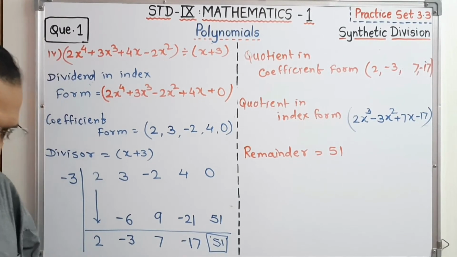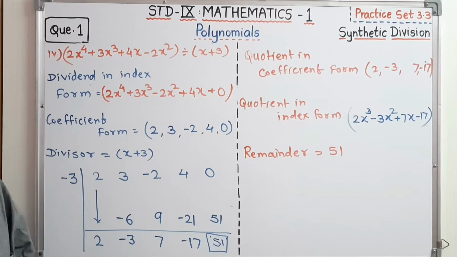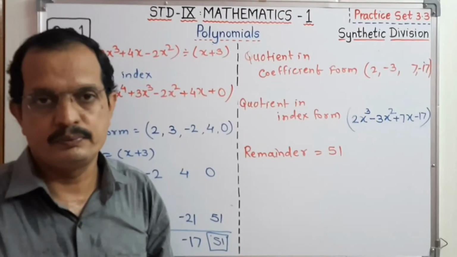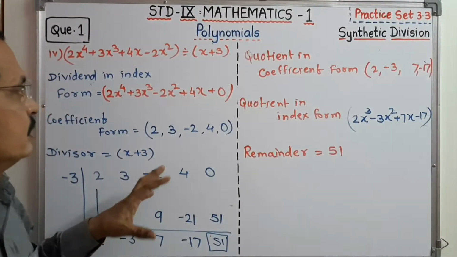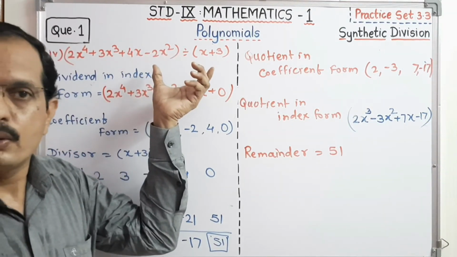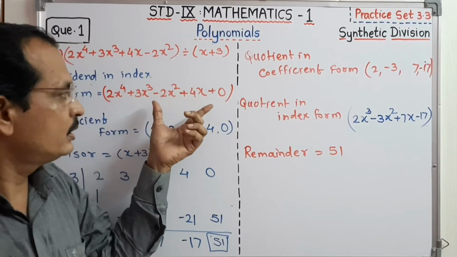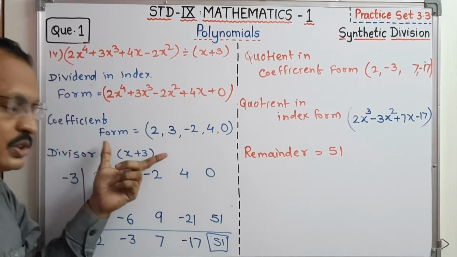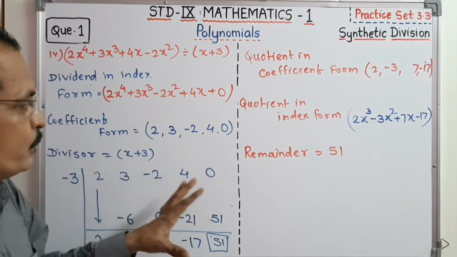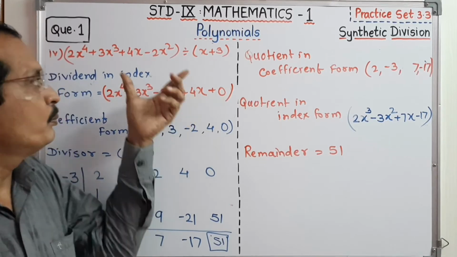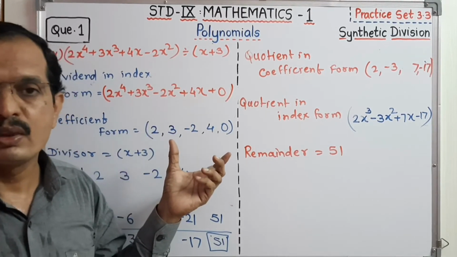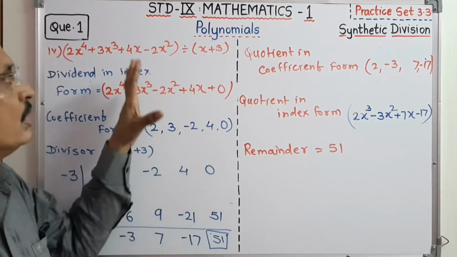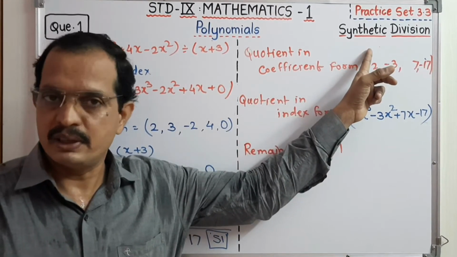Division is over. Dear student, all of you know that if we have to do the synthetic division, we must write the given polynomial in index form. We must write it in coefficient form. That means if you don't write the polynomial in coefficient form, if you don't know how to write it in index form, then you can't solve division by the synthetic method.